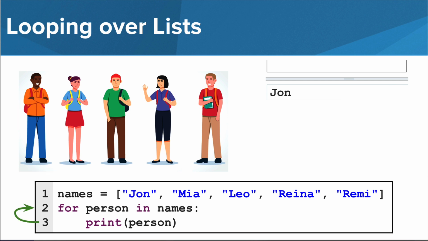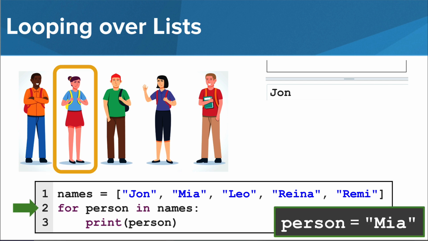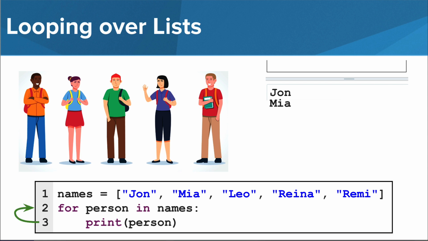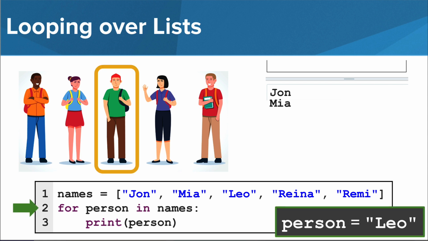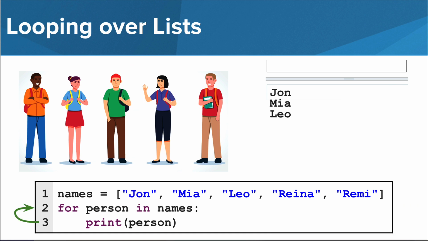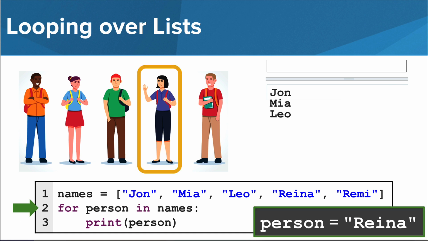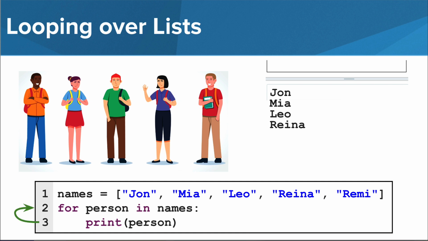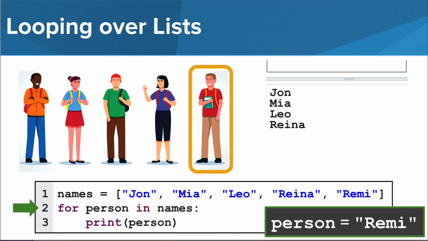We return back to line 2, and the person variable takes on the value of the second item in the list, which is Mia. Mia is then printed to the console. Notice that we are not having to use index values to access this item in the list. We simply use the variable person that is storing that value itself. We return back, and person becomes Leo, which is printed to the console. This process repeats with person holding the value Reina and printing it to the console, and then repeating one last time with the value of Remy printing to the console.